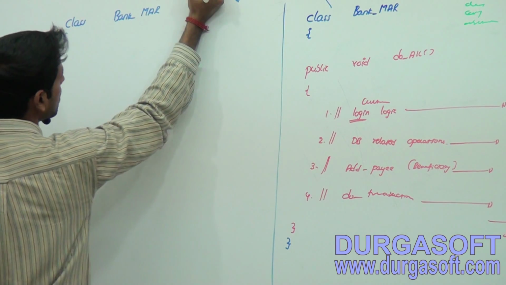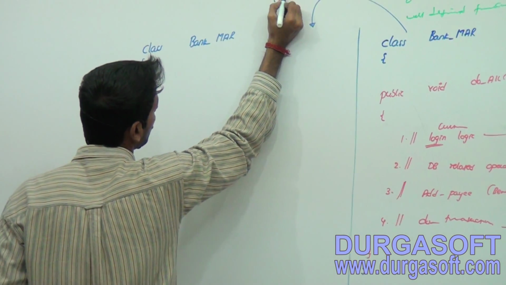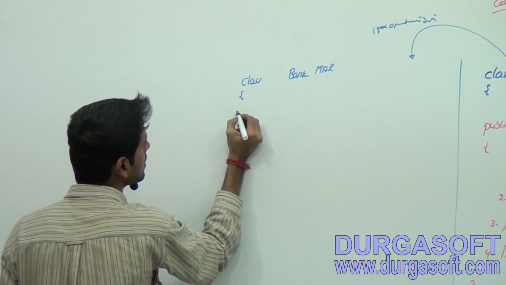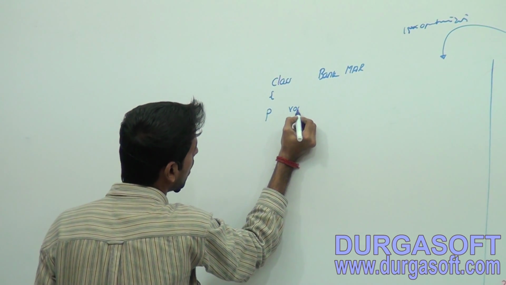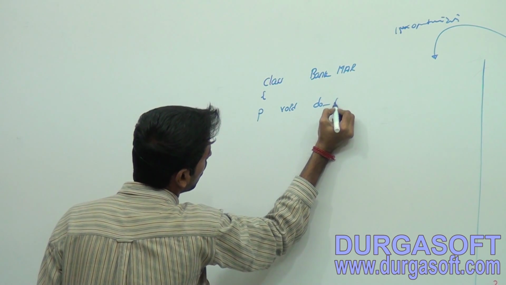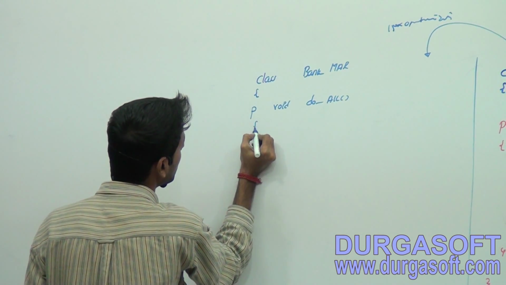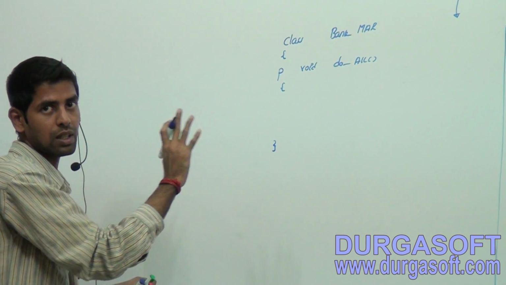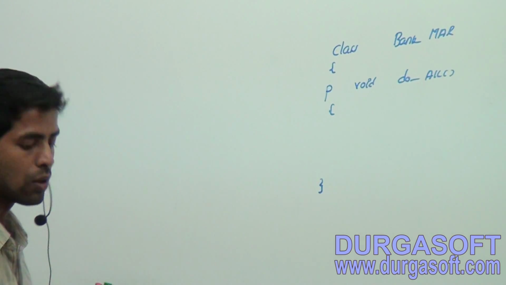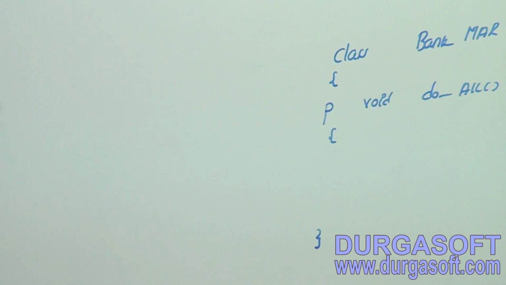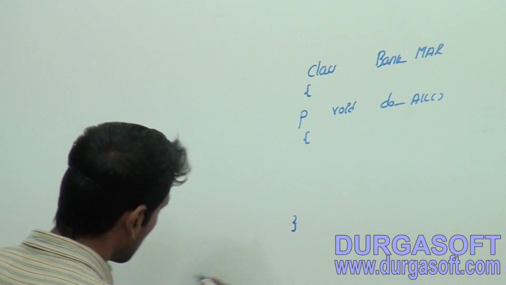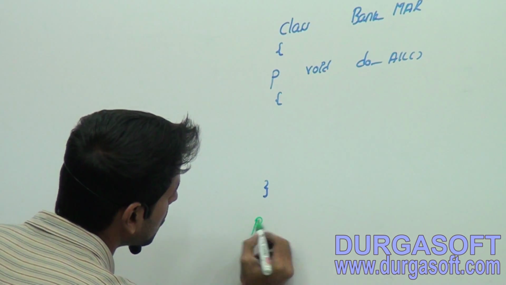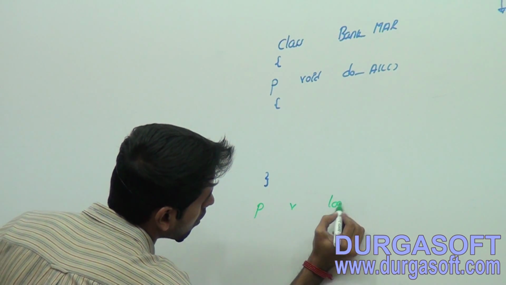This is the first optimization. Let it be public void doAll. We'll do that later; I'll write some implementation within this method later. Now let me take a method called public void login.